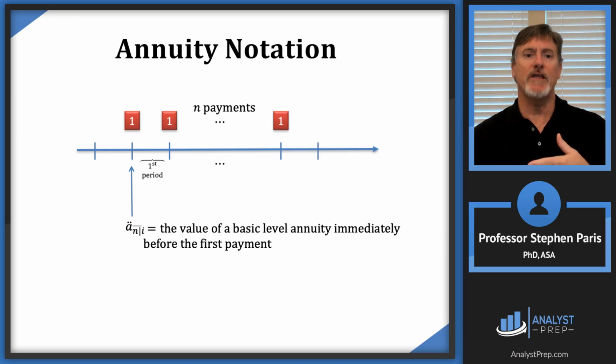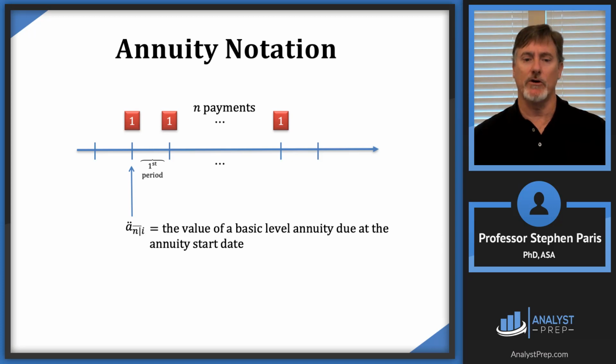And so this would be the value of a basic level annuity due at the annuity start date. Remember, in an annuity due, the payments are at the beginning of each period. So the first payment, as shown, is at the beginning of the first period, and so forth. The start date is always at the beginning of the first period. That's the valuation date. So this would be the value of a basic level annuity due at the annuity start date. I'm going to simplify that to say it's the present value of a basic level annuity due.